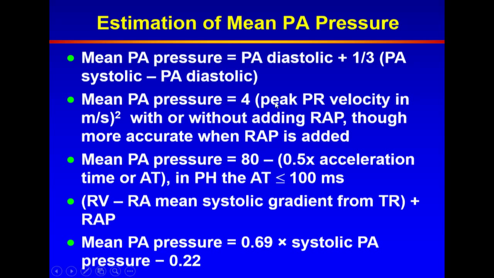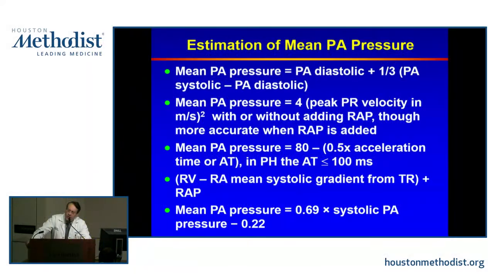A direct approach is using the peak PR velocity with or without adding RAP. When someone has normal RV diastolic pressures and normal RV function, it is okay to ignore the RAP. But when someone has diastolic dysfunction of the right ventricle and high RV diastolic pressures, the estimation without it will be an underestimation. People advocated over the years the acceleration time and have used it indirectly: a short acceleration time means a higher PA pressure, and some have used that expression.